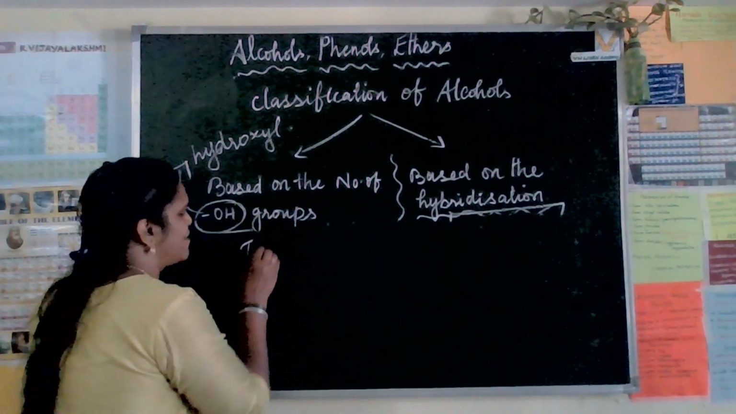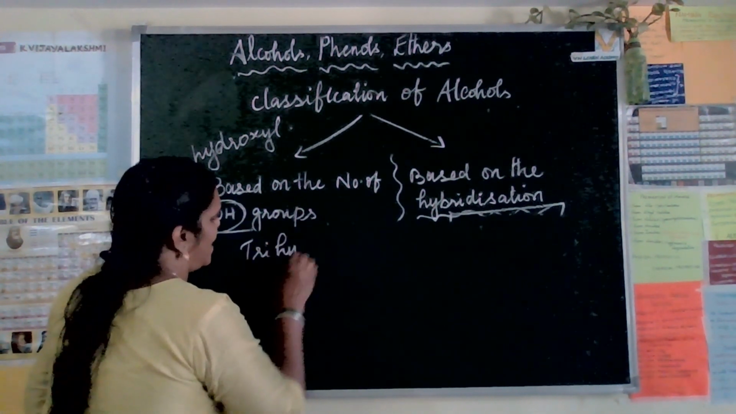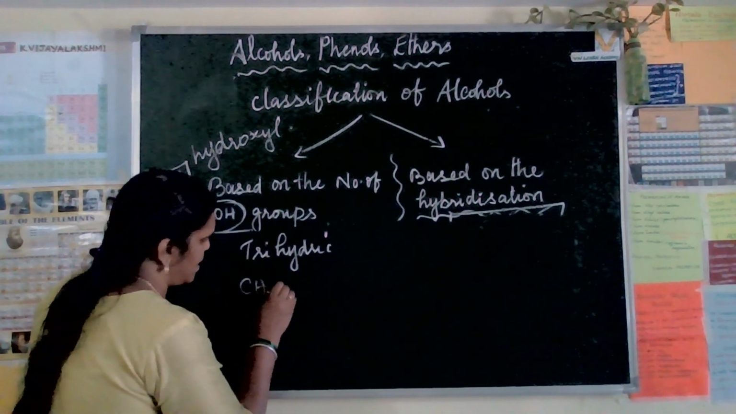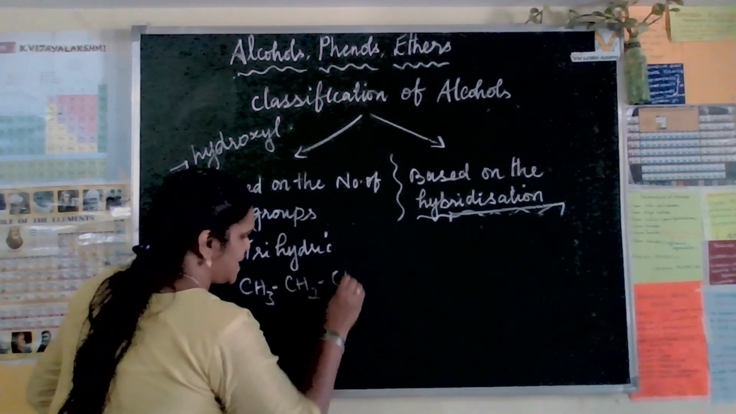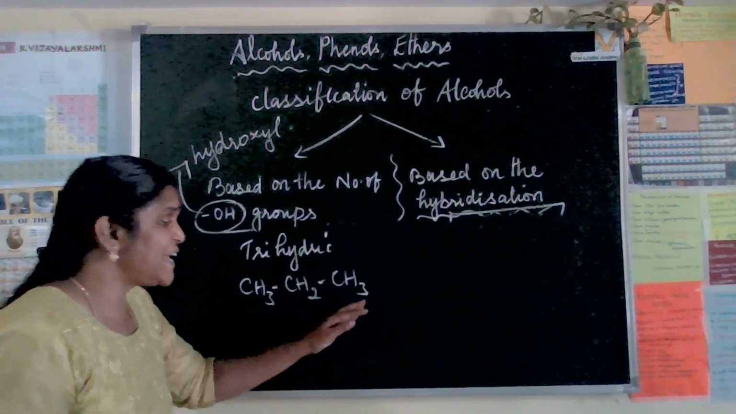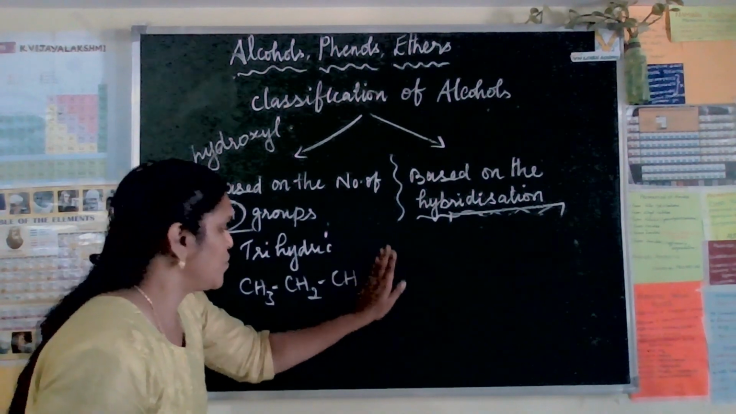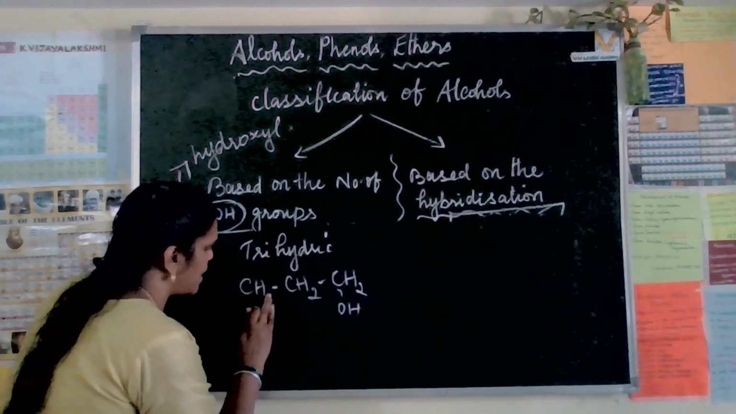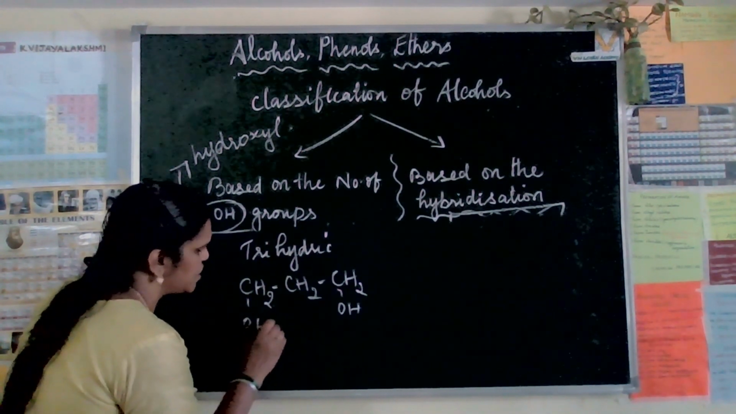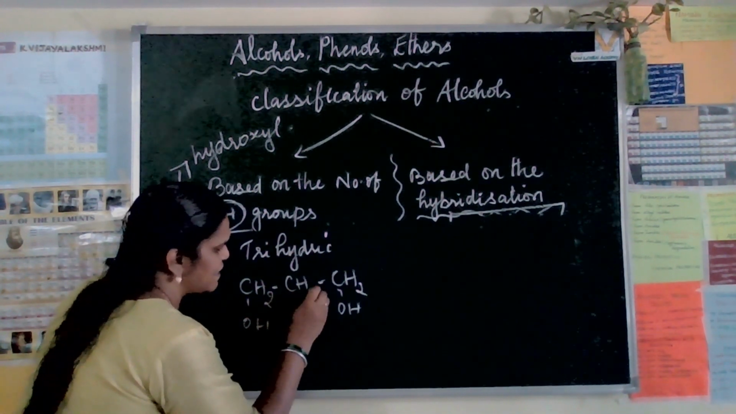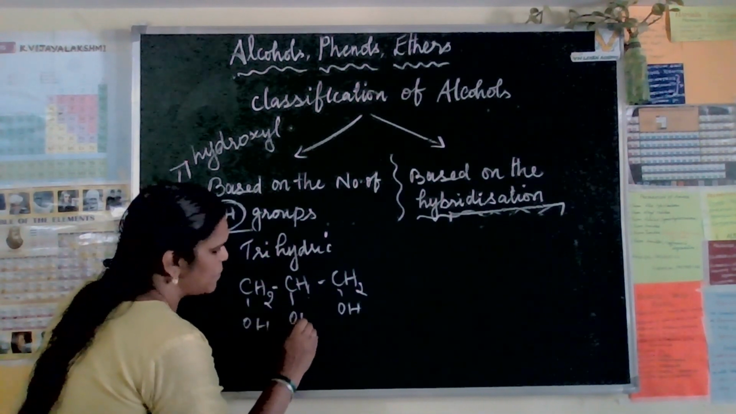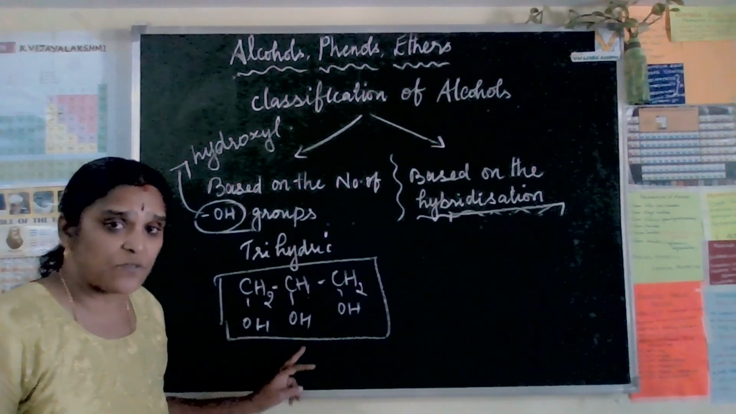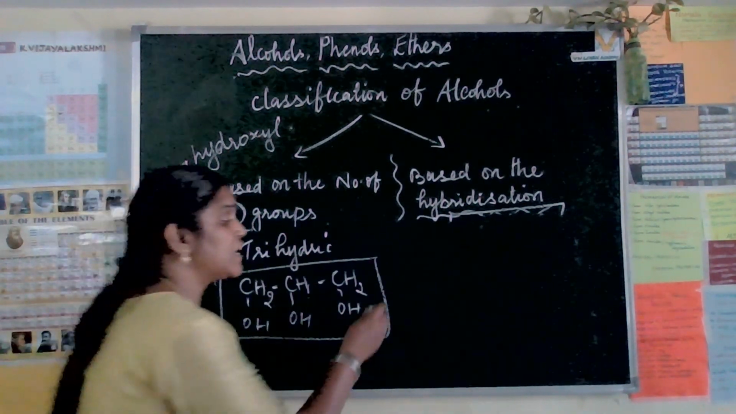Now trihydric. So trihydric, what is it? CH3CH2CH3. Each CH3 has hydrogens. Here one hydrogen is removed and replaced by one OH. Here also one hydrogen is replaced by one OH. Here also one hydrogen is replaced by one OH. So what is the name of this compound? CH2OH, CHOH, CH2OH. This is called glycerol.